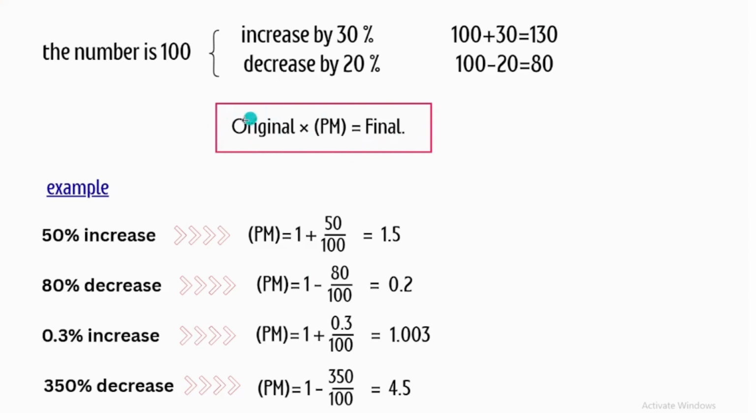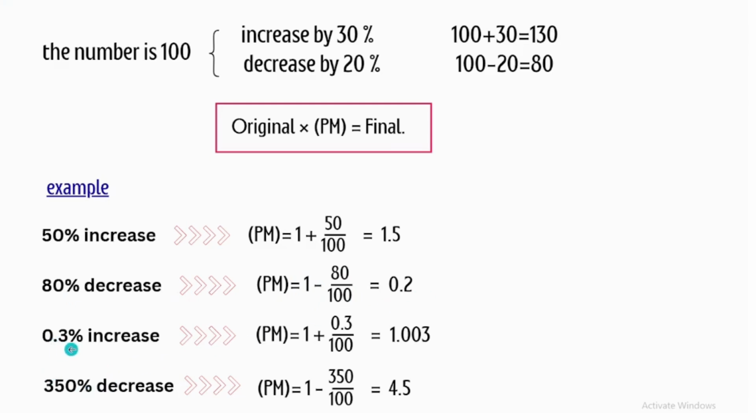This is a very important rule. Original times PM equals final. Original price times PM equals the final that you will pay. That's an example. 50% increase, so PM equals 1 plus 50% equals 1.5. 80% decrease, so this is 1 minus 80% equals 0.2, and so on.